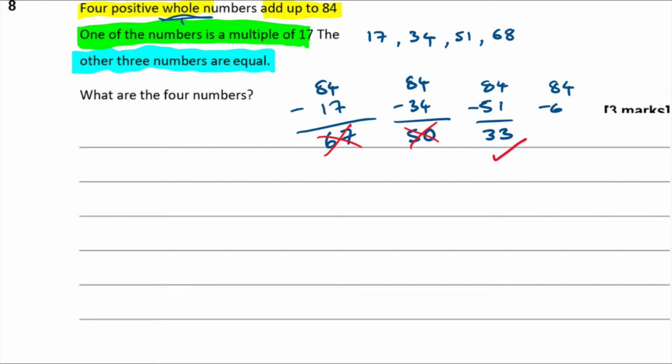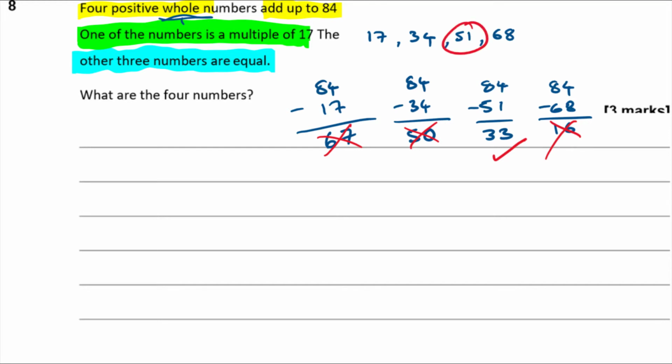84 subtract 68. What's that then? That's going to be 16. 1 plus 6 is 7, and 7 is not in the 3 times table, so that one can't be the solution. Okay, so it's going to have to be 51. 51 is the one it has to be.